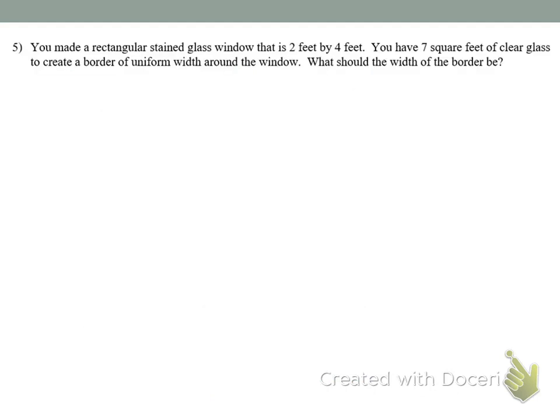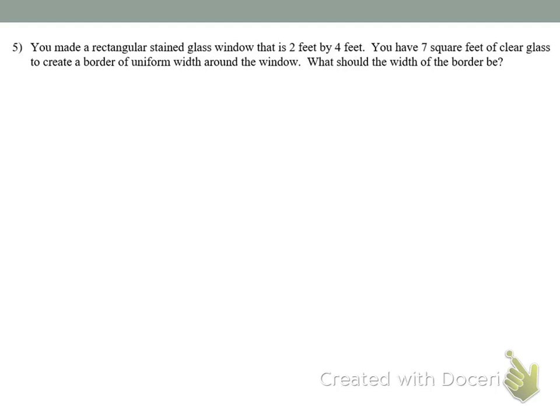All right, so let's see some sort of quadratic word problem that factoring will be helpful for. You've got a rectangular stained glass window, it's 2 by 4 feet. You have 7 square feet of clear glass to create a border of uniform width around the window. What should the width of the border be? Anytime you get a word problem, you actually do have to read it. Sometimes we're like, what? Word them out. You've got to read it.